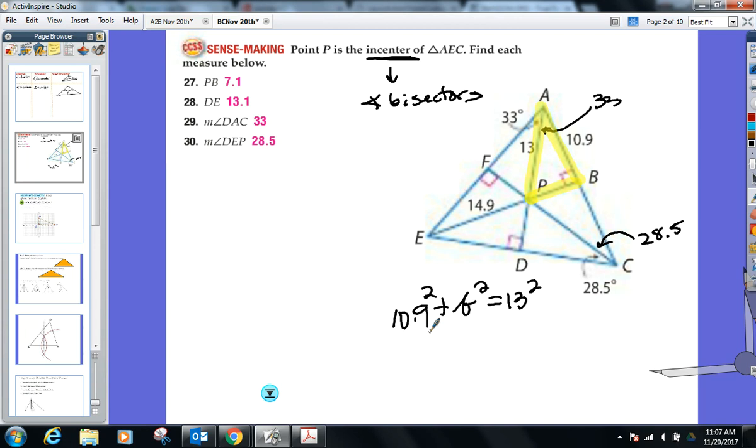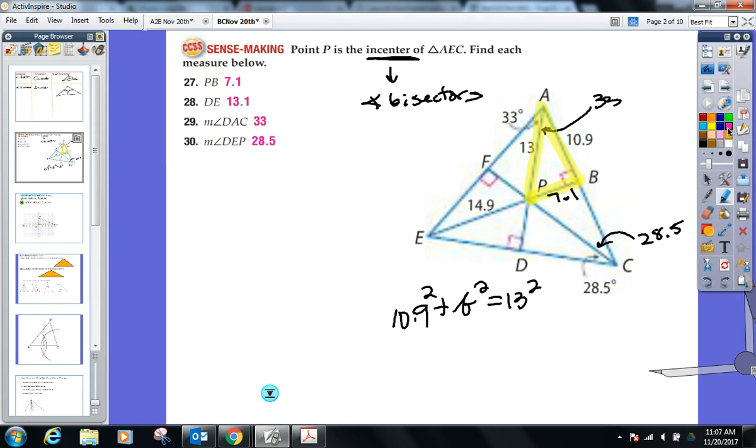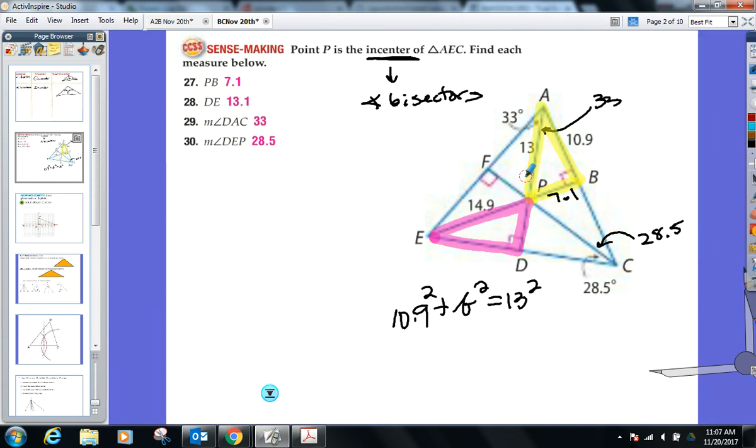I can't help you there. There's no in-center angle bisector stuff there. Okay, so that ended up being 7.1. And then it went to DE. Well, DE is also part of a what? A right triangle, but there's a problem with this right triangle. I only know what? One side.